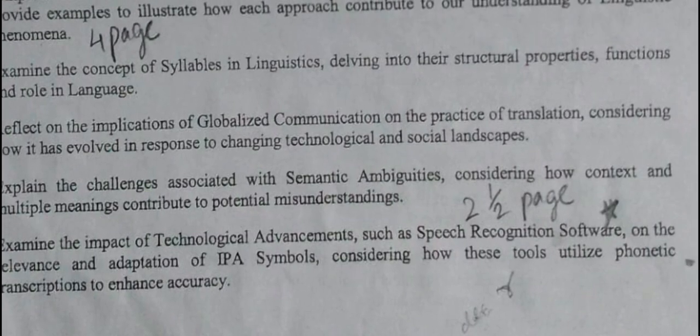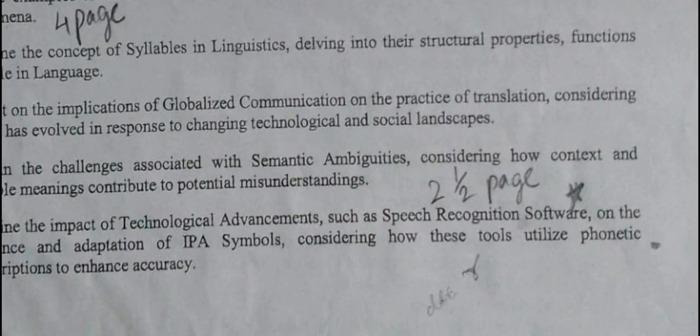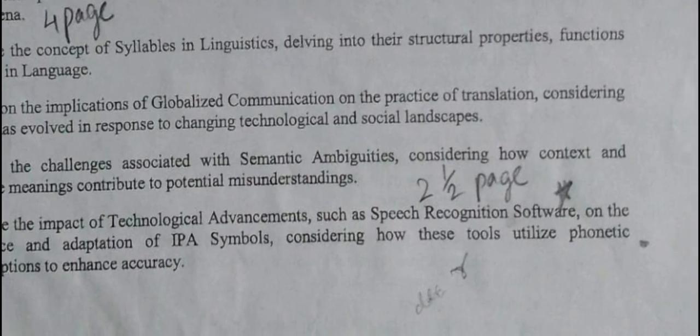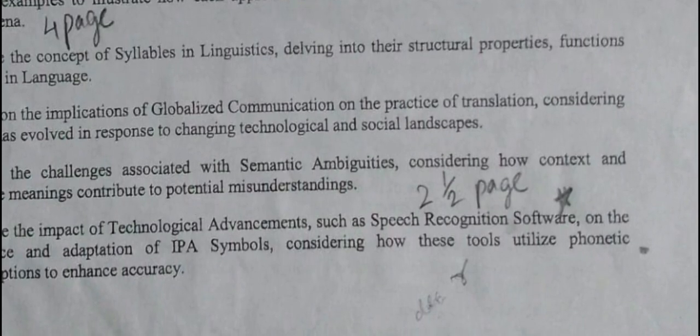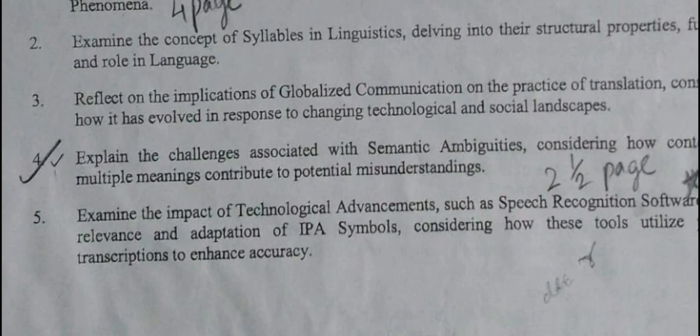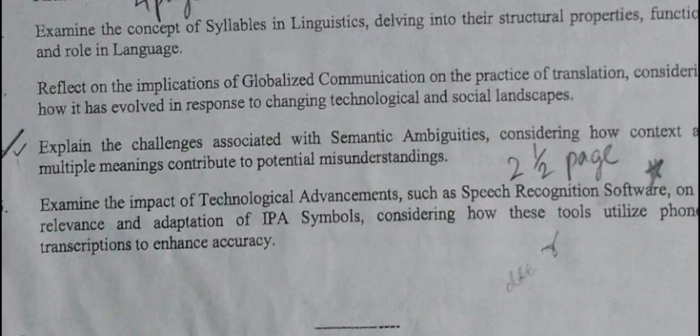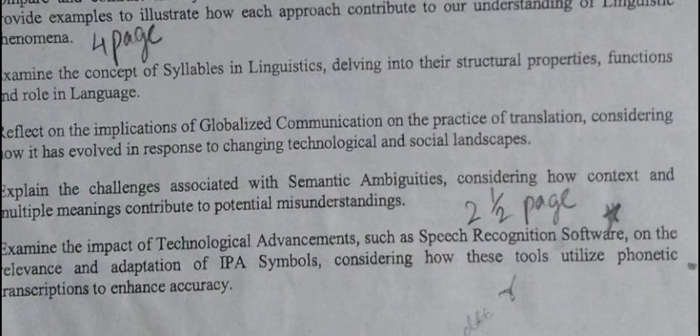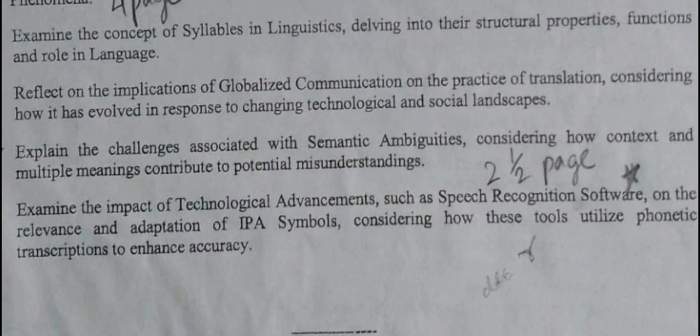I'm going to discuss this in the class and explain, then you will be able to understand. Then delving into their structural properties, like how this word is made. Suppose you change the formation of words, what is going to happen? So this is called structural properties, and functions and role in language. That is, what's the function of a syllable, what's the use and what's the role of a syllable in language. That's very important and very interesting, so we are going to discuss it when time comes, right?